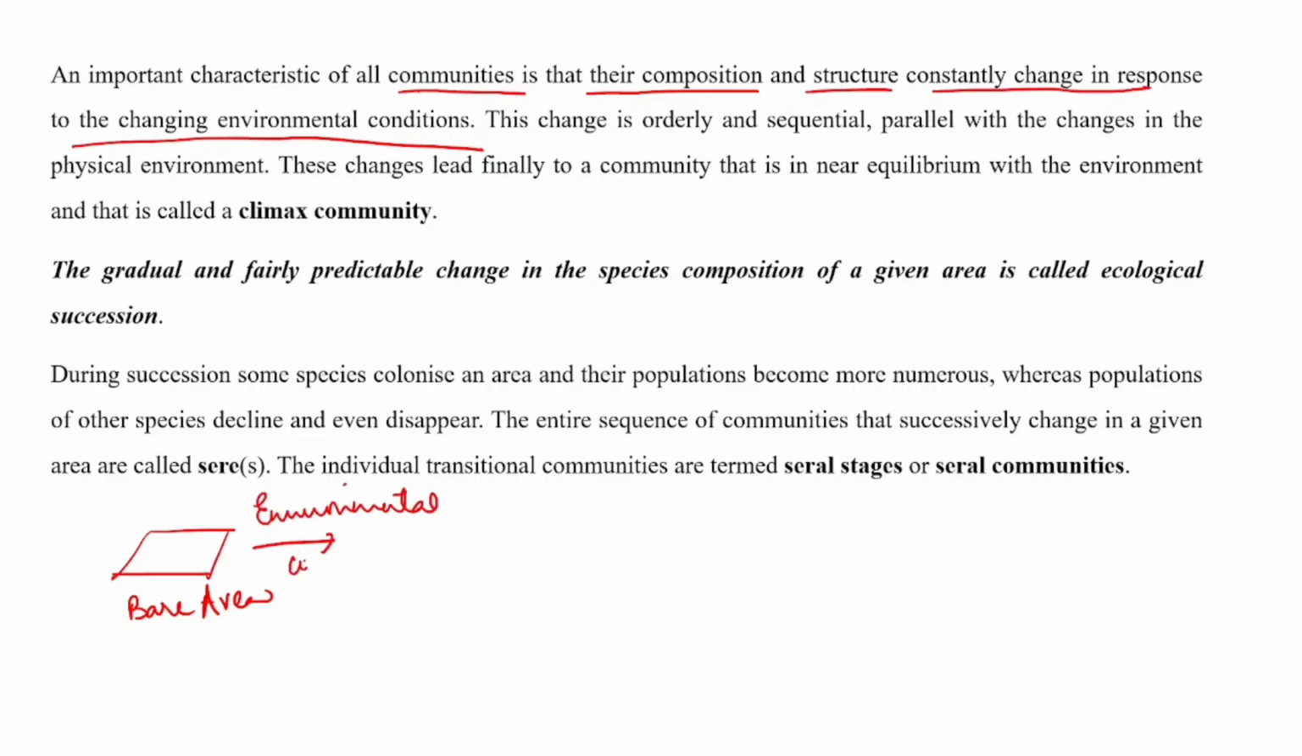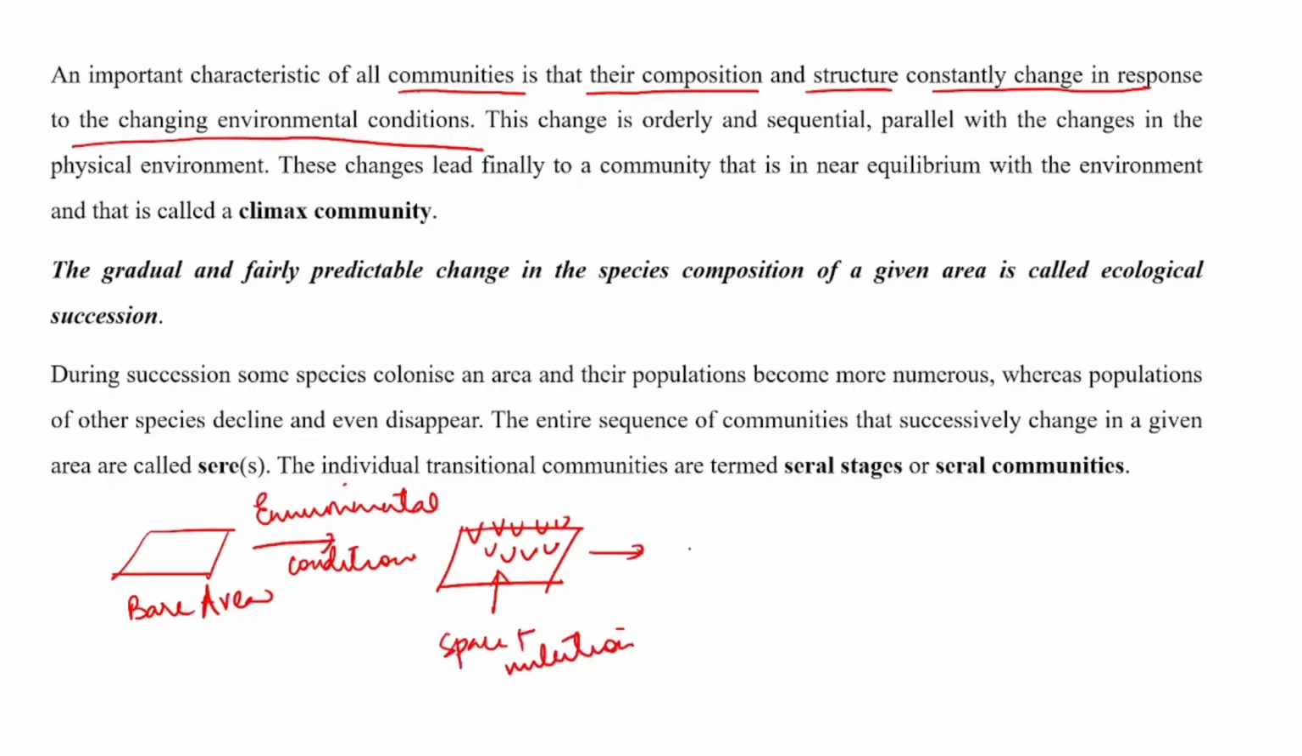What will happen? This bare area will be replaced by some living organisms. So you will see some plants, grasses, they will grow, right? Again, when these grasses, two or three grass samples, start growing, they will reproduce. So at one point of time, what will happen? There will be a competition between the species, between the individuals, for space and nutrition.